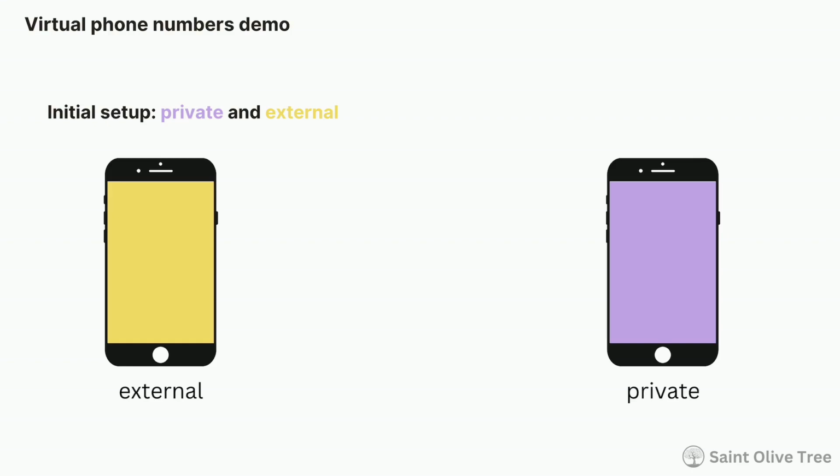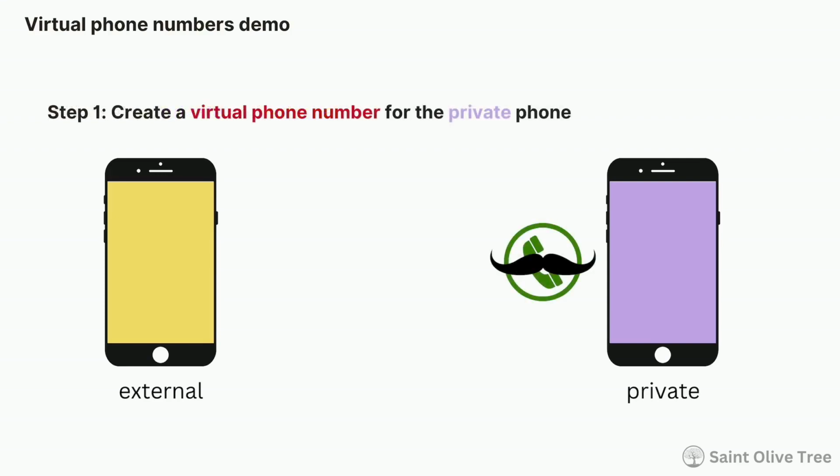During the demo, we will assume both the roles of the private and external participant. Honoring our favorite color scheme, the private phone will be in purple, and the external phone will be in yellow. You already know how that goes. Now that the prelude is out of the way, let us find out what's about to happen.